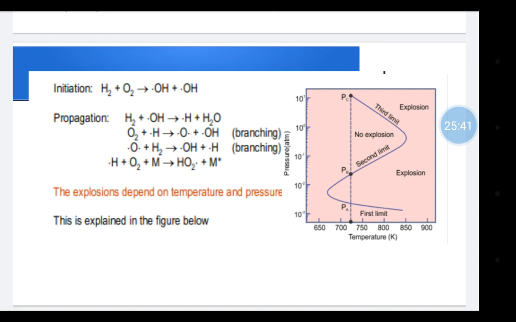Now the explosion depends on temperature and pressure, which is explained in the figure. See this figure, it is a Z-shaped graph, isn't it? You can see first explosion limit, second explosion limit, and third explosion limit in this graph. This graph explains the temperature pressure dependence of explosion. Let's move through the dotted lines from the x-axis.